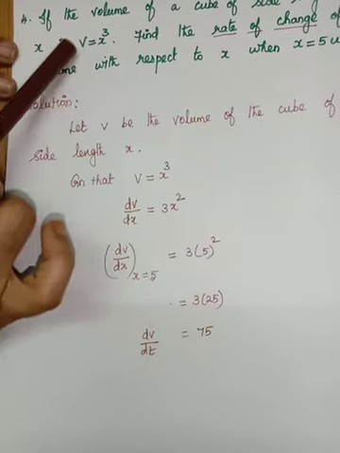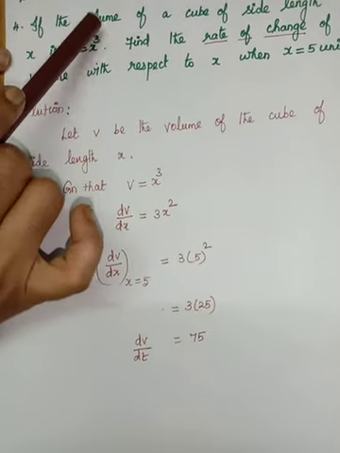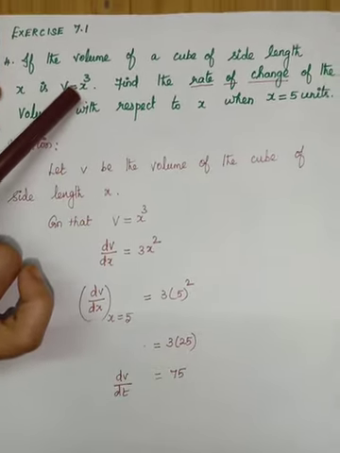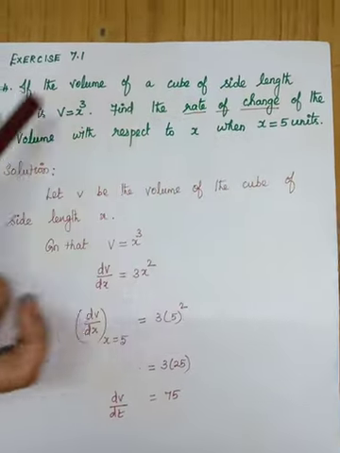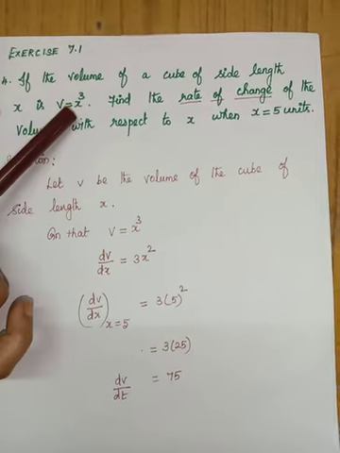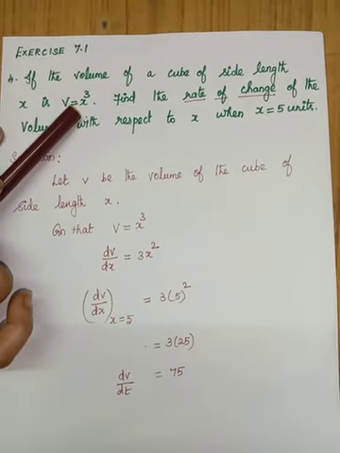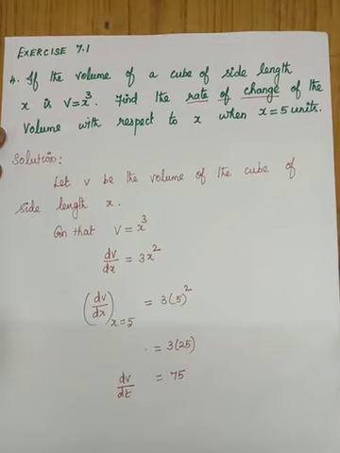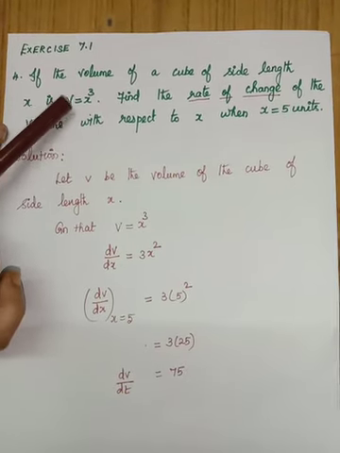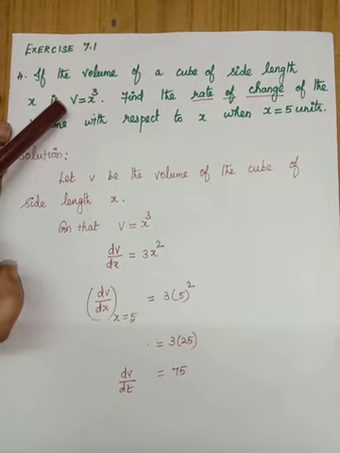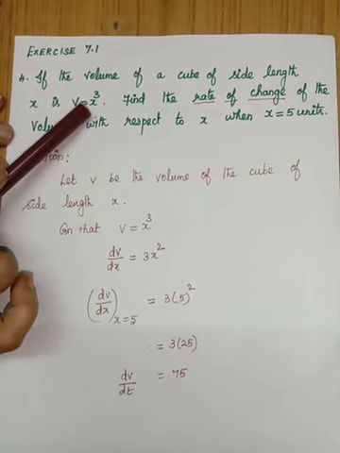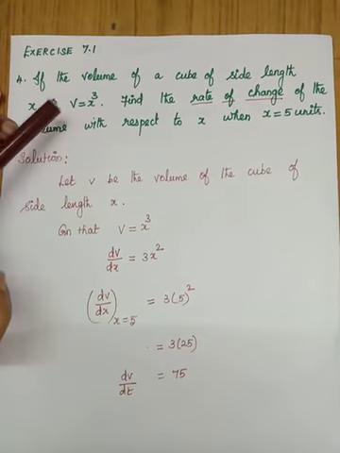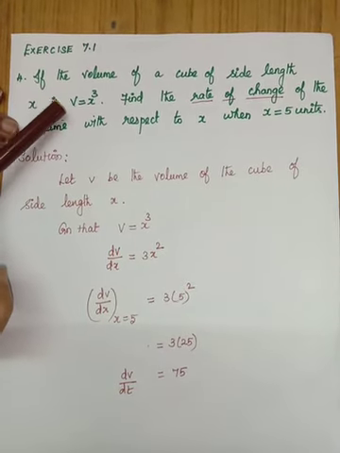So what is V? V is nothing but the volume of a cube. Then what is x? X is nothing but the side length of the cube. So from this relation, V is equal to x cubed, the volume is depending on the variable x. If x changes, there is a change in the volume.